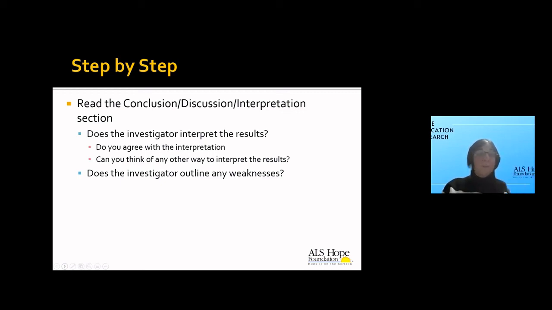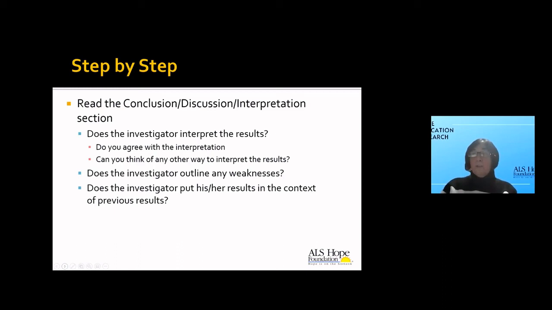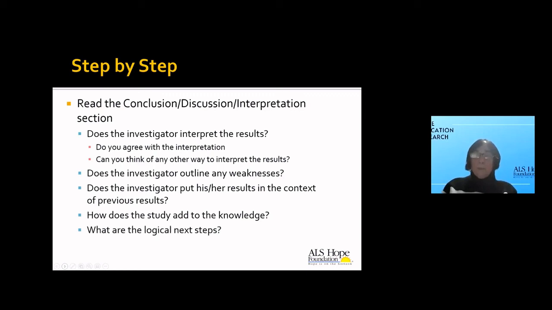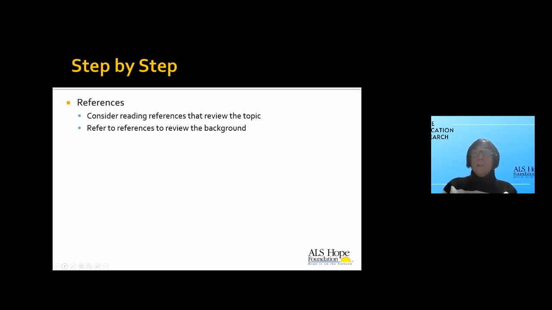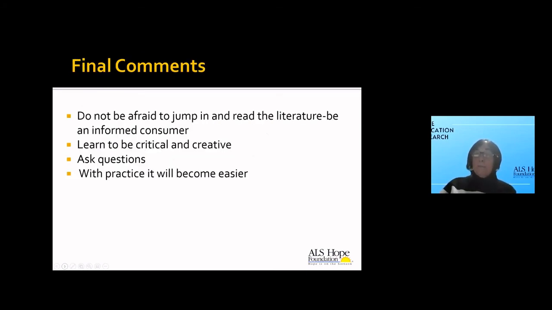There's always weaknesses. There's always problems. And if somebody doesn't admit to them, then there may be a problem. And does the investigator take the results that they have and their conclusions and put it in the grand scheme of things? And always, what does the study add to what we know? And where do we go from here? And references are there for you to look at if you want more information and you want to really know about the background. Now you go back to the abstract. And was that an accurate summary of what you just read?